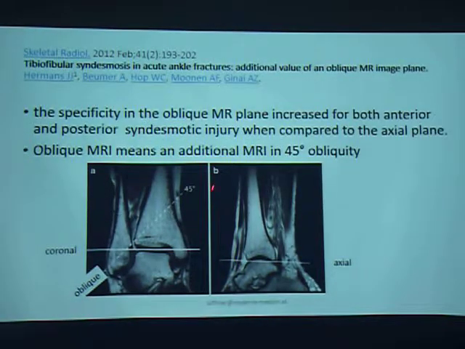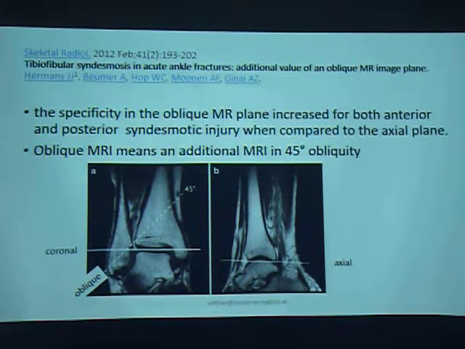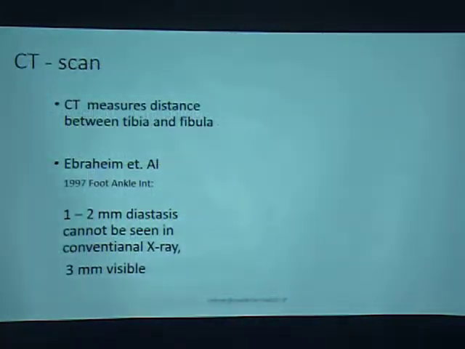What is new now is you not only see planes. If you make an MRI in a 45 degrees obliquity, then you really see the anterior syndesmosis and the posterior syndesmosis, and then you see it much better. When you are in doubt, you should reconstruct it at a 45 degree level, then you see the syndesmosis much better than in the coronal plane. That's really what's new in the last years.